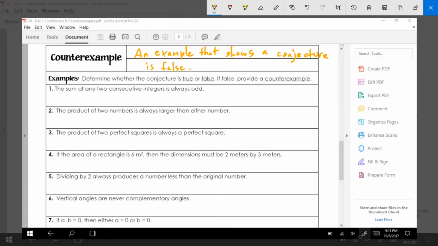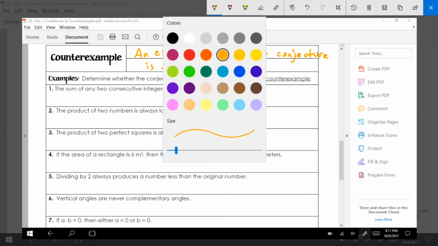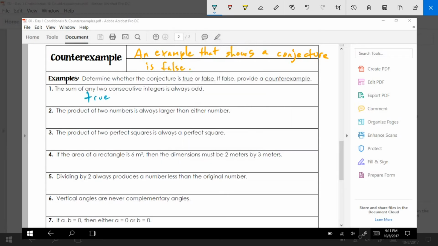So let's look at these examples. Determine whether the conjecture, that's the sentence or idea they're giving you, is true or false. If it's false, provide a counterexample. So first we're going to see if it's true or false. The sum of any two consecutive integers is always odd. So if you're adding two numbers in a row, it's always odd. Let's go 0 plus 1, that's 1. Is that odd? Yes. 1 plus 2, that's 3. Is 3 odd? Yes. 2 plus 3, that's 5. Is 5 odd? Yes. Negative 3 plus negative 2, that's negative 5. Is that odd? Yes. So it seems that it's always odd. So this one's going to be true. And there is a way to actually prove it, but for now we're just going to put true.